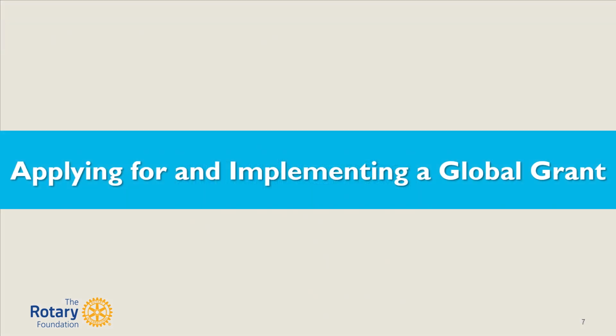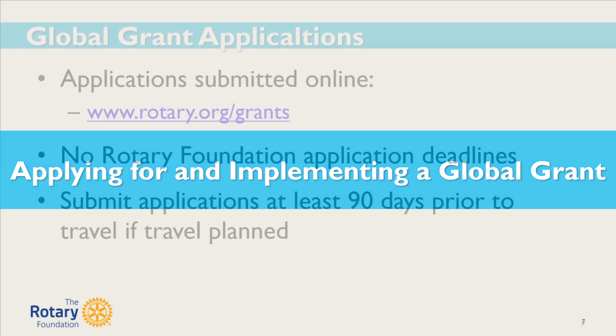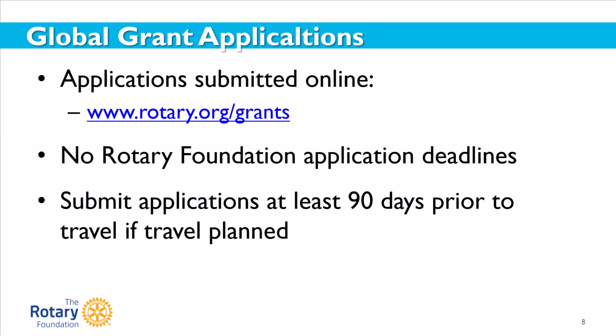Let's talk about applying for and implementing a global grant. You should begin every application by first completing, as much as possible, the Global Grant Application template. Global grant applications are submitted online. The Global Grant Application template is accessible by going to www.rotary.org/grants. Applications are accepted on a rolling basis throughout the year. There are no application deadlines. However, if your application includes travel, please ensure that it is submitted at least 90 days before the travel is scheduled to begin.